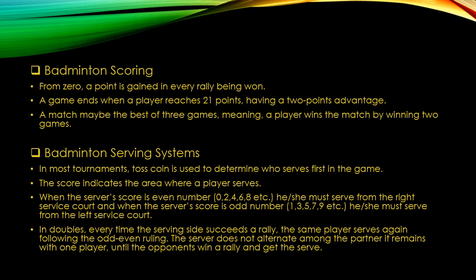Now let us proceed to the badminton serving system. In most tournaments, a coin toss is used to determine who serves first in the game. The score indicates the area where a player serves. When the server's score is an even number, 0, 2, 4, 6, 8, etc., he or she must serve from the right service court. And when the server's score is an odd number, 1, 3, 5, 7, 9, etc., he or she must serve from the left service court.